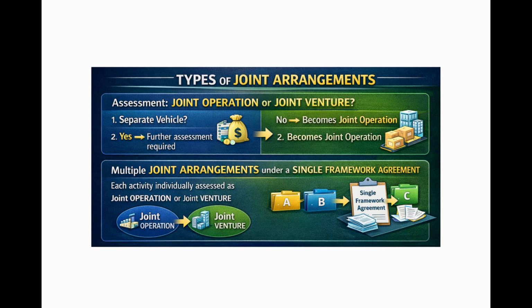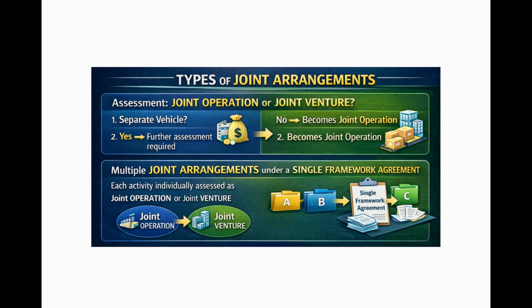What is a separate vehicle? A separate vehicle means a separately identifiable financial structure, such as a company, LLP, partnership, AOP, trust, statutory body. This separate vehicle is often called a special purpose vehicle, or SPV.